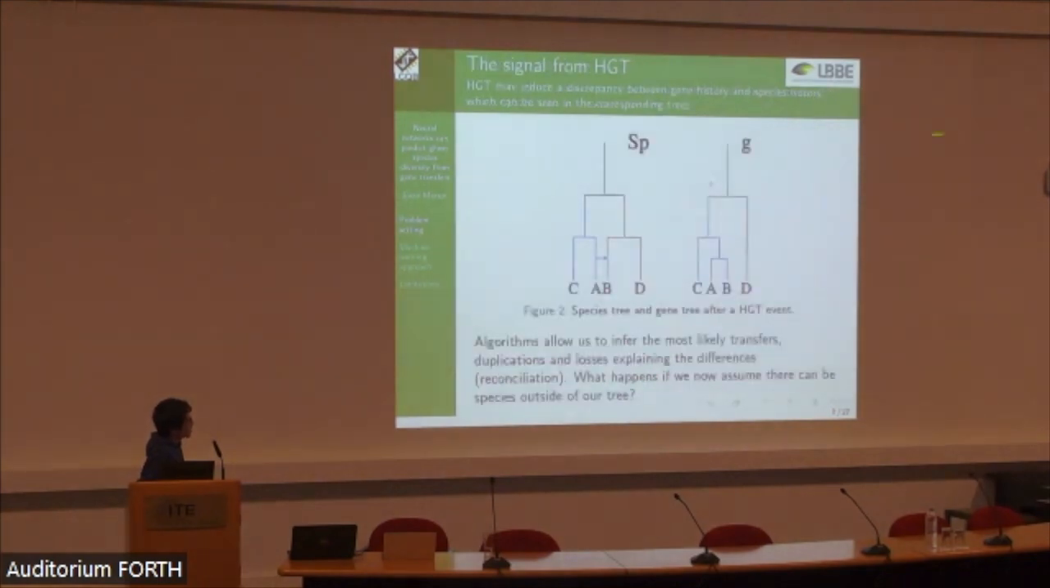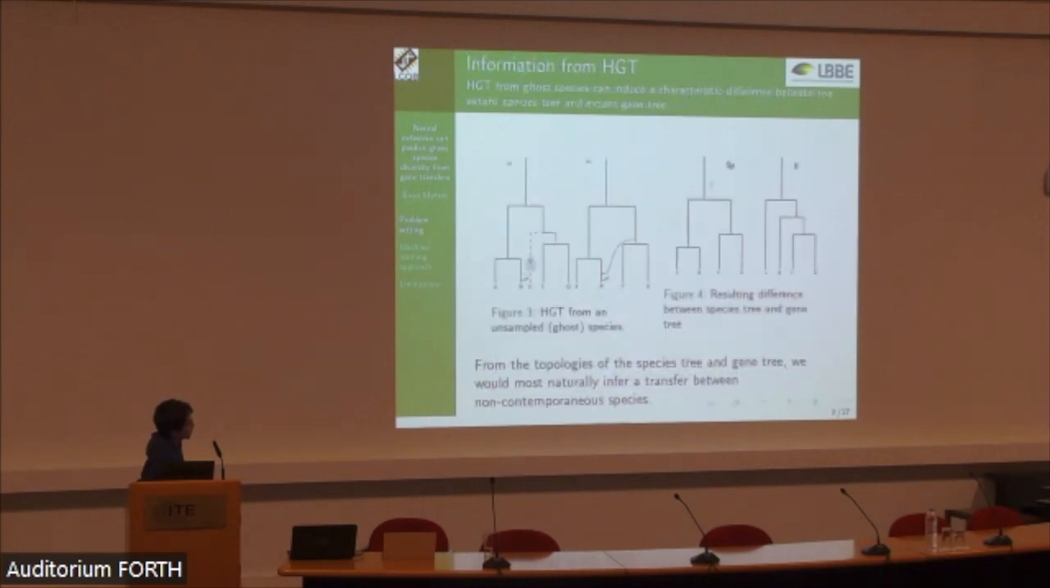Another factor is the length of the branches of the gene tree. In this case, they become shorter than they would have been. The gene tree would have this shape if there were no transfer, but now the branches are shorter. If it's a transfer from a ghost species, the branches become longer. So I make these observations to show that there are actually signs that a transfer comes from a ghost species and not just from a species that is actually within the tree.